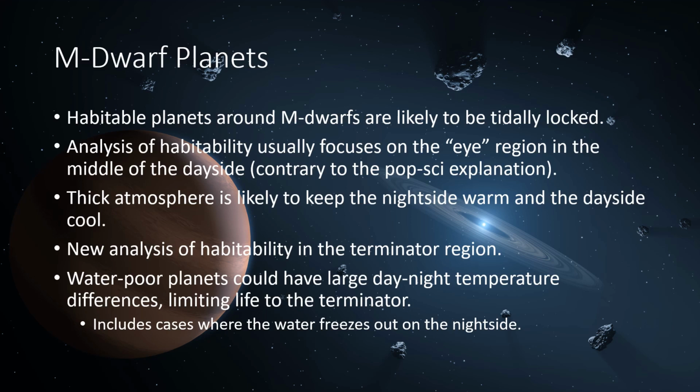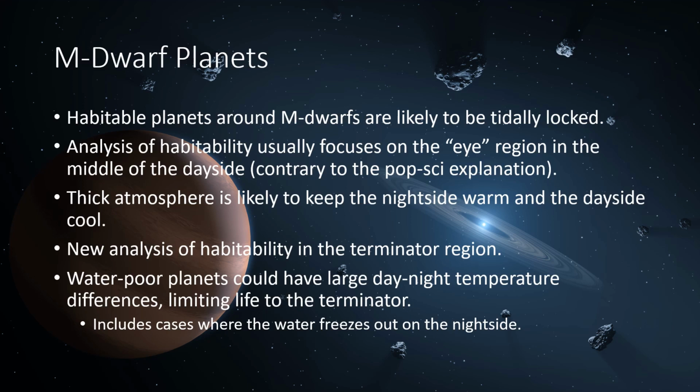But this new study looks at the possibility that there is a large temperature difference, and that could happen if the planet is very water poor. Because if it's water poor, there are fewer volatiles to circulate heat around the planet, and the night side could freeze out more easily. And in fact, even if the night side partially freezes out, it could be a cold trap for water to get stuck there, which could deplete the planet of water over time, which would then lead to only the terminator being habitable.